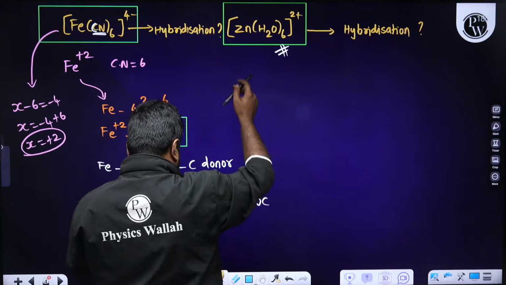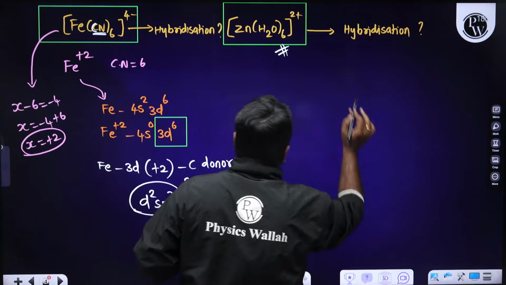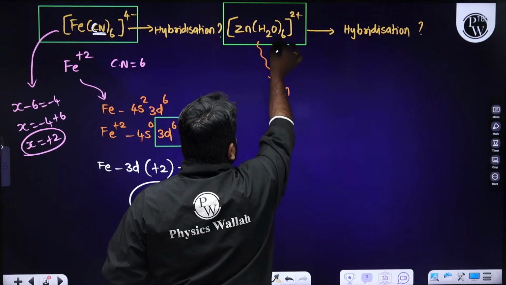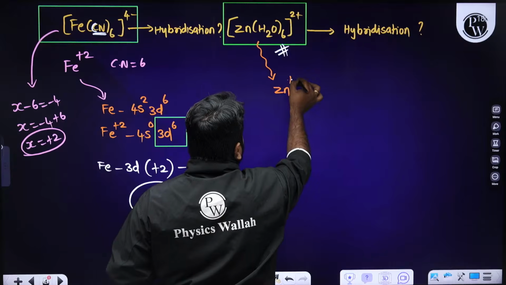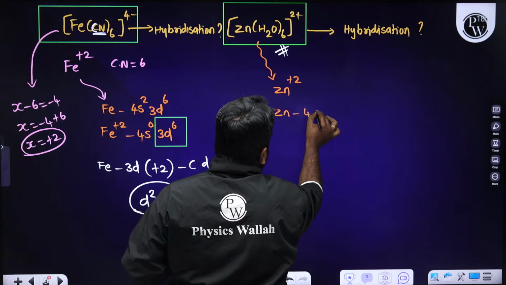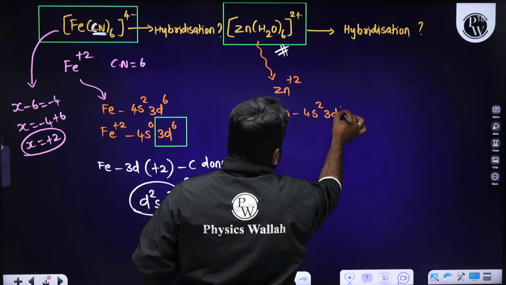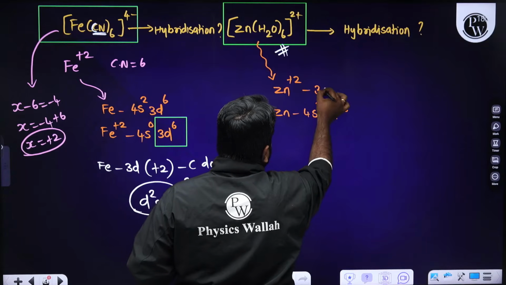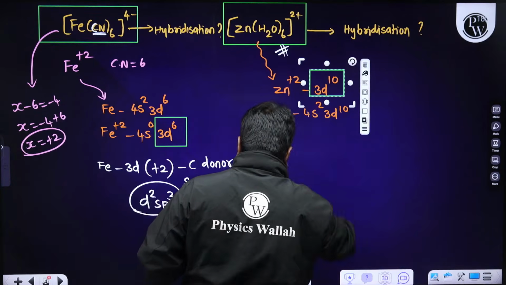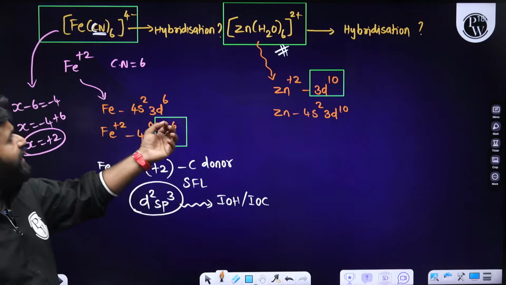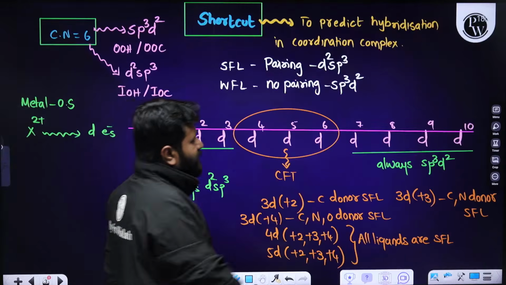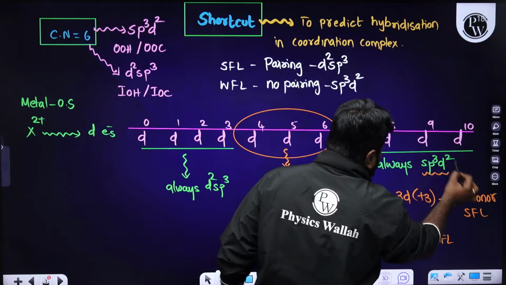Once again, Zn(H2O)6. What is the central metal? Zn. H2O is a neutral ligand. What is the oxidation state? +2. So Zn2+ means, Zn we know very well, is 4s2 3d10. So Zn2+ means 3d10. Now the central metal ion in this particular oxidation state has 3d10 electrons.